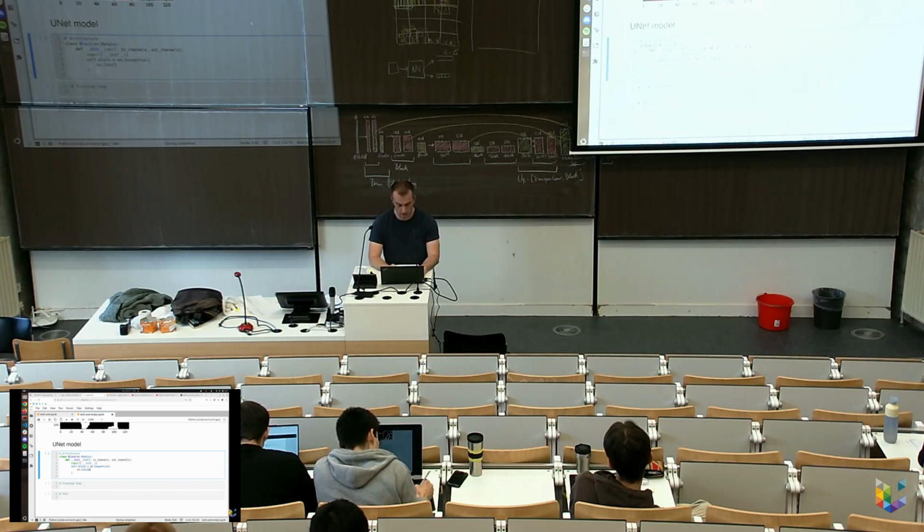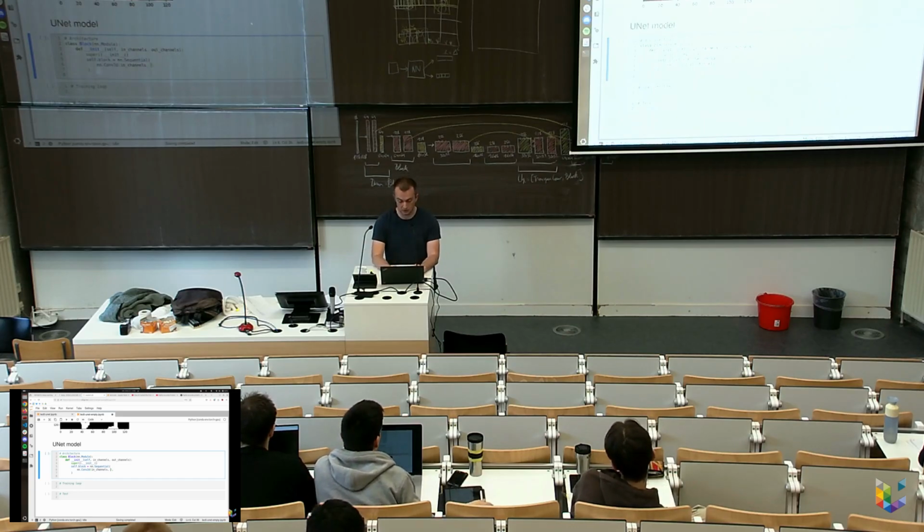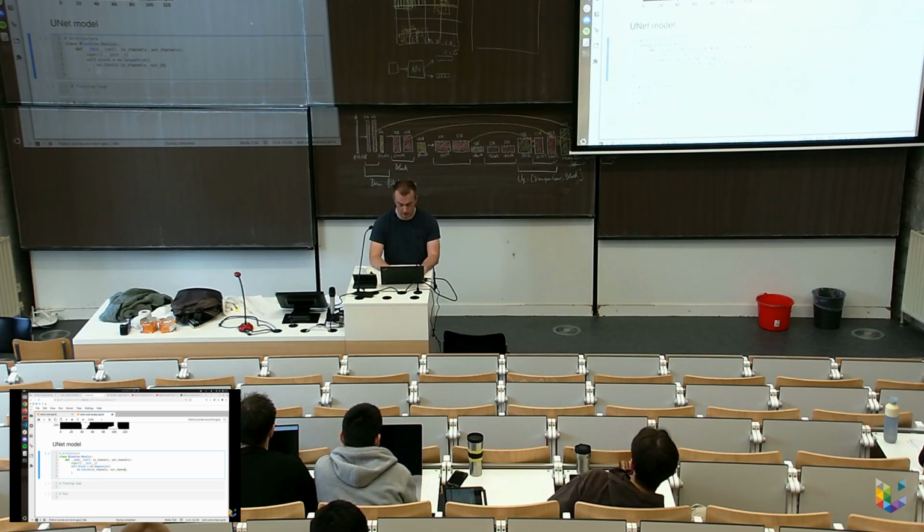So this is conv2D, and I have to pass a few arguments. The first one is the number of input channels. The second one is the number of kernels you want to use in these convolutional layers, which in this case simply correspond to the number of output channels. The number of kernels or the number of output channels are just the same thing.